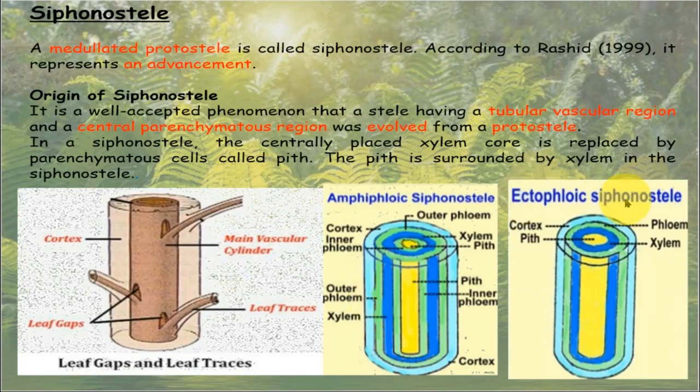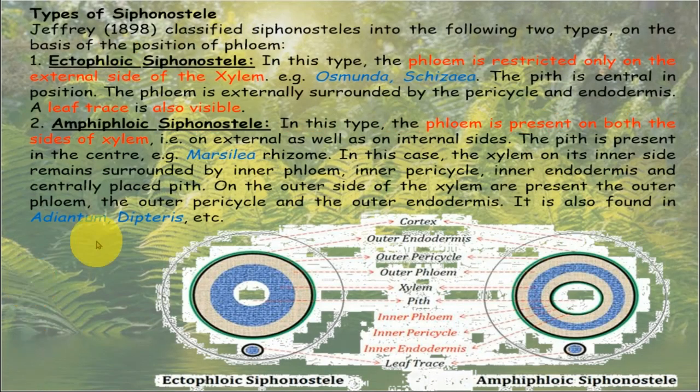And in ectophloic siphonostele, ecto means outer, endo means inner. So ecto means the phloem is present outside the xylem, like pith, then xylem, then phloem, then cortex. And now the types: in ectophloic, the phloem is restricted only to the external side of xylem. Examples: Osmunda, Schizaea. Pith is central in position. Phloem is externally surrounded by pericycle and endodermis, and a leaf trace is also visible.